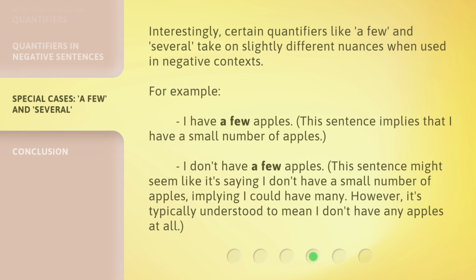Interestingly, certain quantifiers like a few and several take on slightly different nuances when used in negative contexts. For example, I have a few apples. This sentence implies that I have a small number of apples. I don't have a few apples. This sentence might seem like it's saying I don't have a small number of apples, implying I could have many. However, it's typically understood to mean I don't have any apples at all.